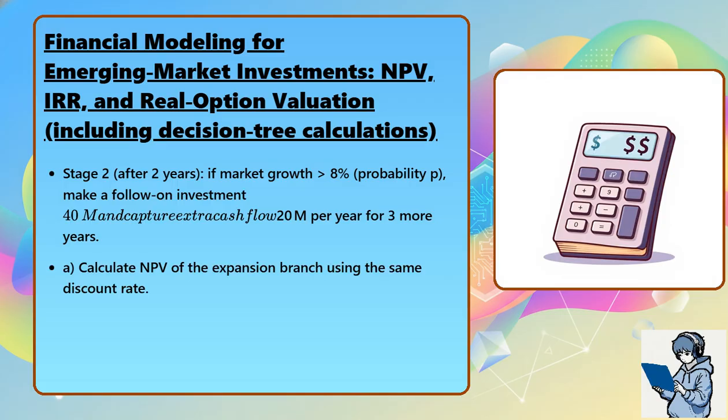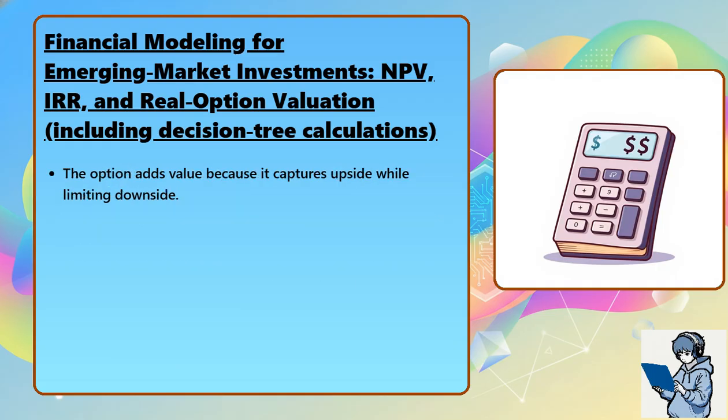Step A. Calculate the NPV of the expansion branch using the same discount rate. Step B. Multiply by probability P. Step C. Add to the base case NPV. The option adds value because it captures upside while limiting downside.